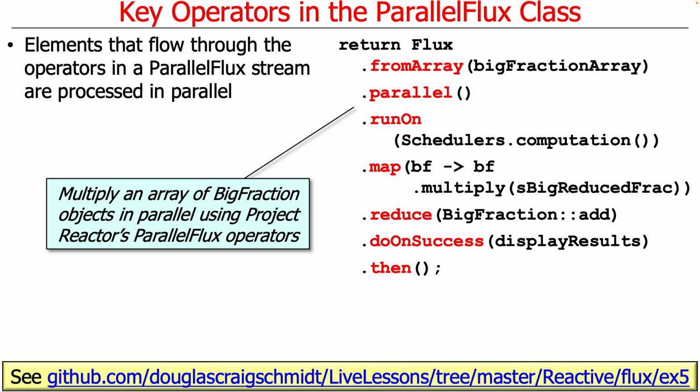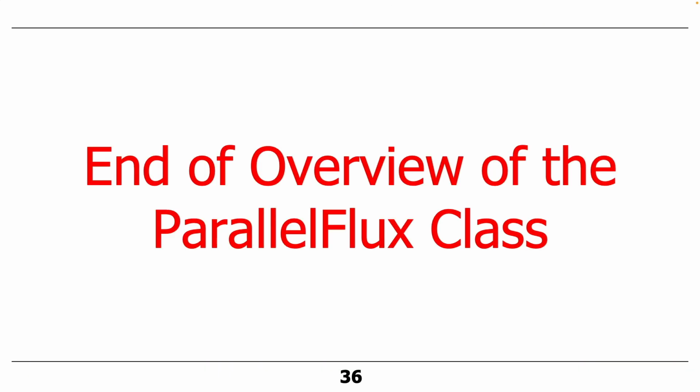So here's an example which we're going to look at in a second when we talk about the case study, where we're going to multiply an array of big fraction objects in parallel using parallel flux operators. So you see we take the big fraction array, we turn it into a parallel flux, we run that on the computation scheduler. For every one of these big fractions, we multiply it by some constant. We reduce everything together into a single result by adding up all the results, and then we display the results and we return an empty mono to synchronize with the async task barrier or whatever's waiting for us at the end of all this. So that's the end of the overview of the parallel flux class.